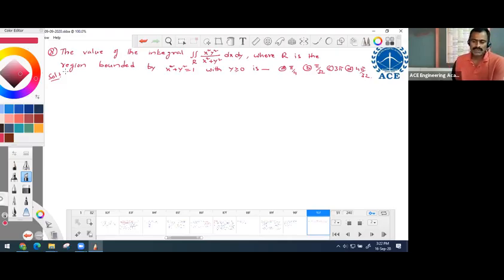Like today's class first problem, the limits of the integral are not given, just the region of integration is given. Here the region is a circular region with the condition y greater than or equal to 0. That is like this: x square plus y square equal to 1, the unit circle with y greater than or equal to 0, meaning above the x-axis only.